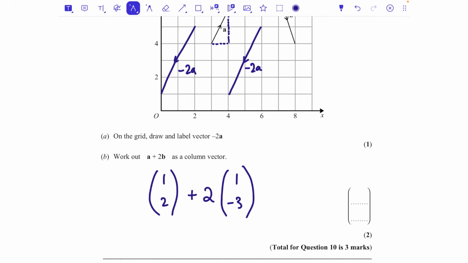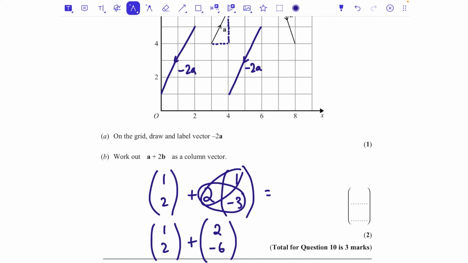These are not fractions, so we don't need the same denominators. So it's just going to be 1, 2, add, let me do an intermediate step for you, 2 minus 6. Because I'm just timesing that by 2, timesing that by 2. So that means in total we're going 3 to the right, because we've got 1 add 2. And then 2 add minus 6 is minus 4.